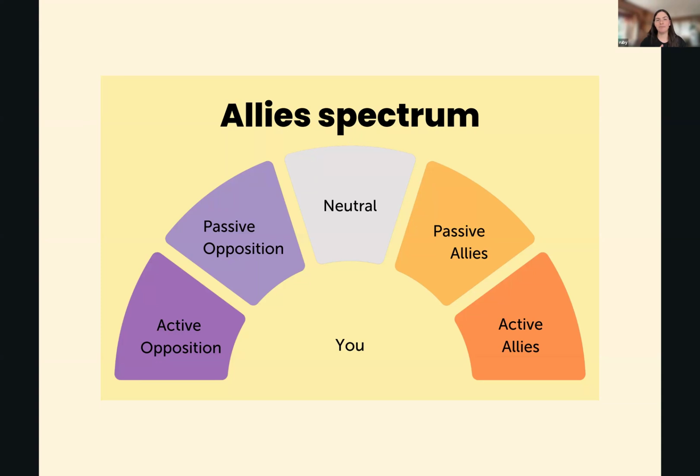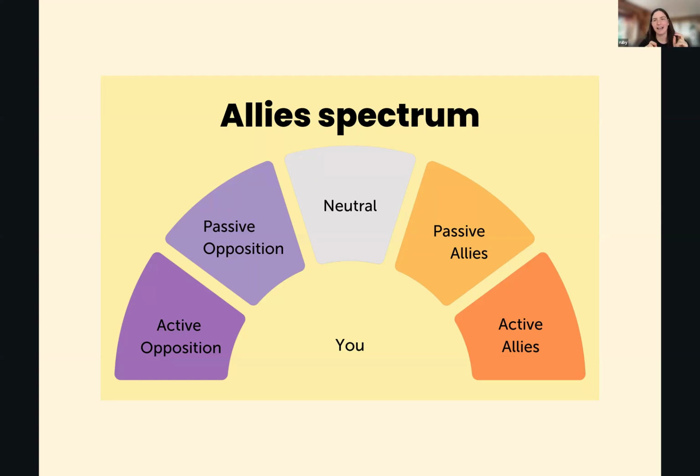In our next session, we're going to go more into the spectrum of allies, but an interesting thing to know is that at the beginning of a campaign, what you find is you've got 15% active opposition and 15% active allies, and then the rest.